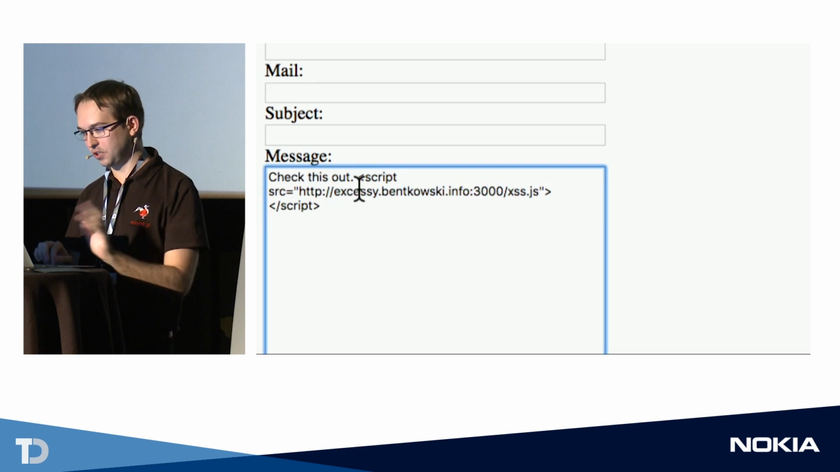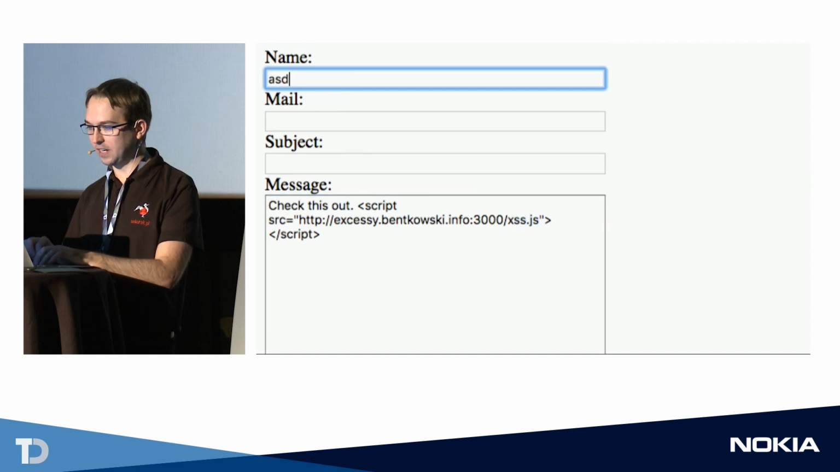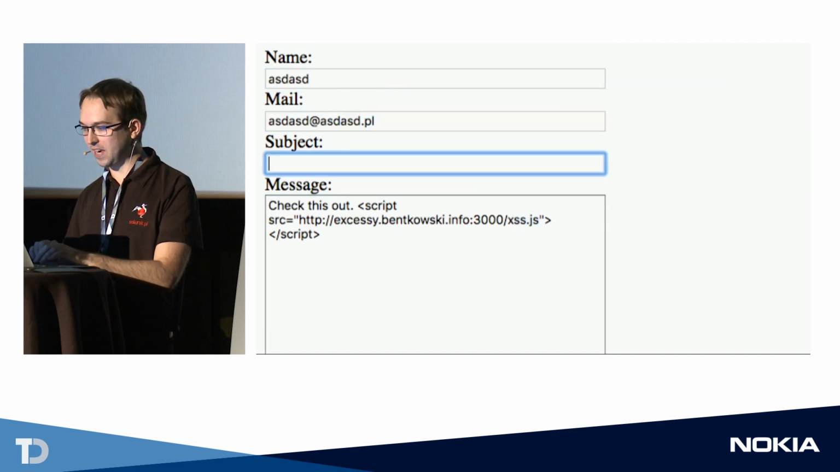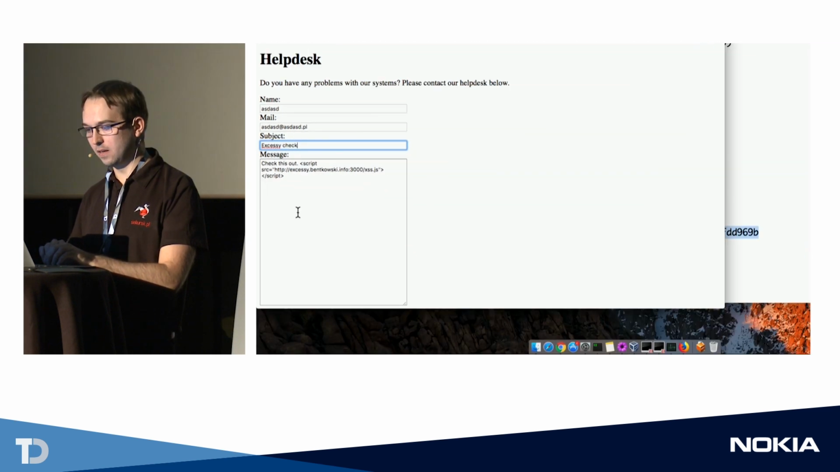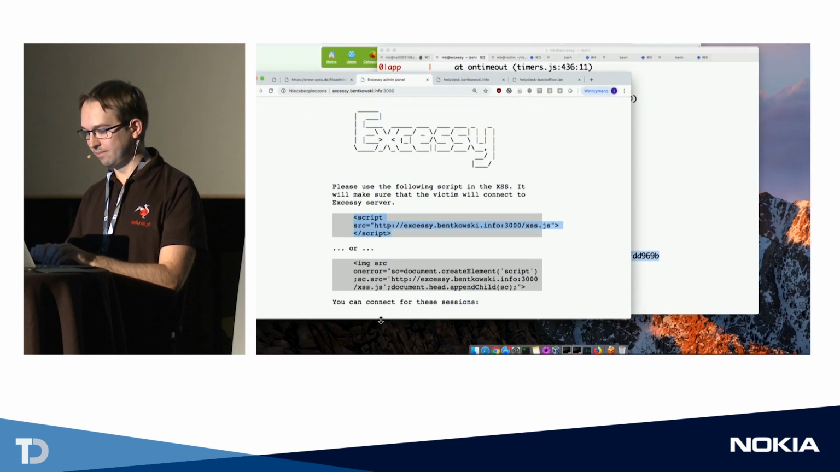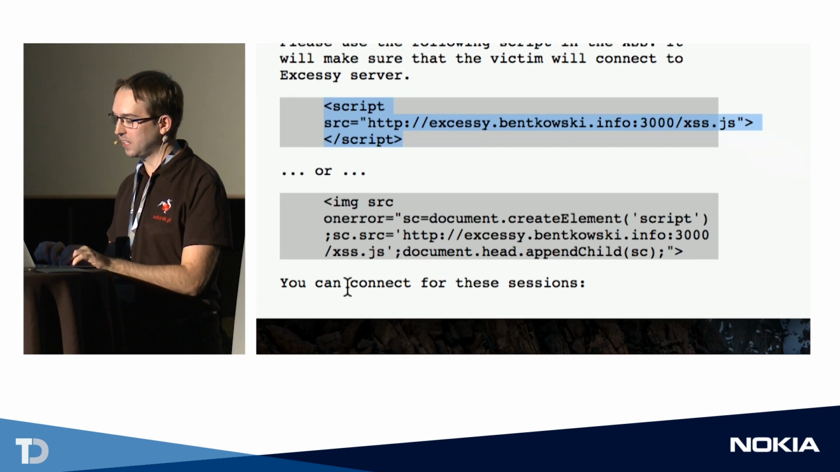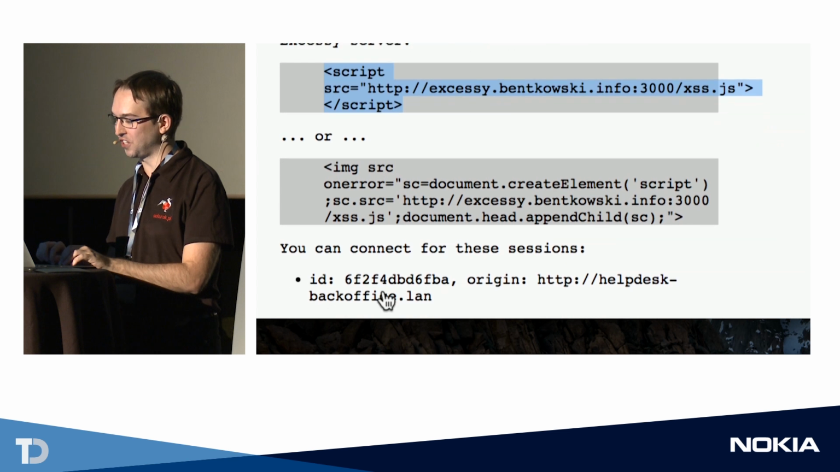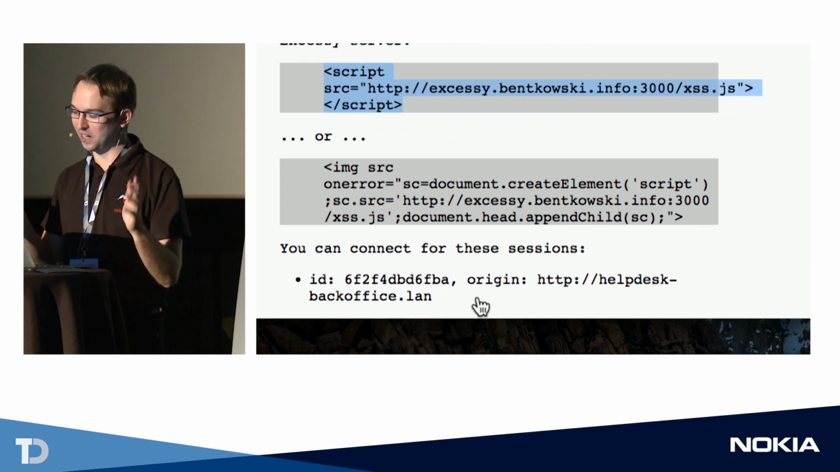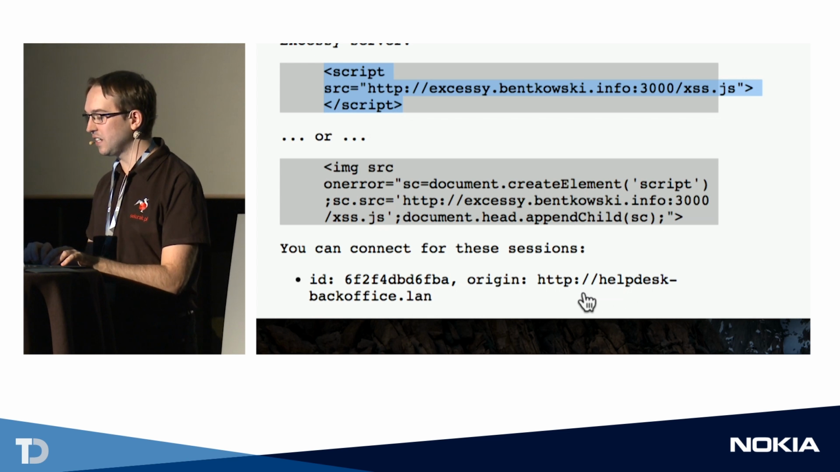So check this out, script with XSS.js. And I can write some name, so mail and subject, Xss check, for instance. Okay? And then I submit it. And again, the Chromium headless, after a while, should visit the ticket, and I should get a connection, which will be seen as a new session over here. We can see that the user actually visited the ticket with the XSS. And we now know that we have XSS in a domain helpdesk backoffice LAN.